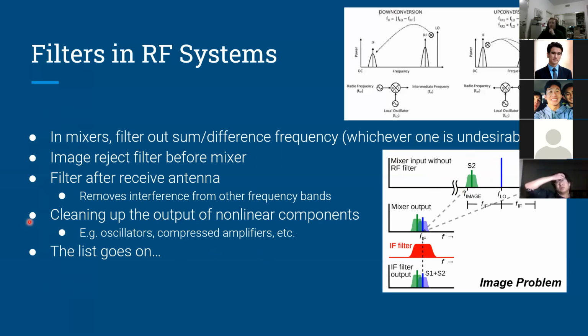And so another application is, for example, on the output of an oscillator, if you want a very clean sine wave, you can bandpass filter out all of the harmonics of the fundamental frequency, and that'll get you a much cleaner sine wave. And I say here the list goes on because it does. Filters will pop up over and over again in RF systems. Right, any questions?